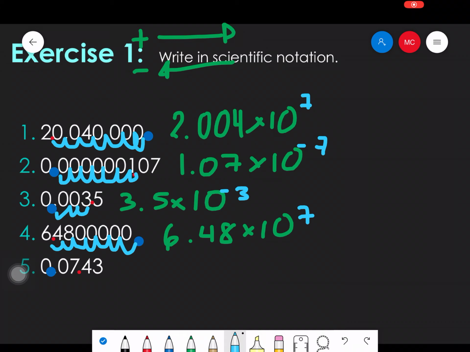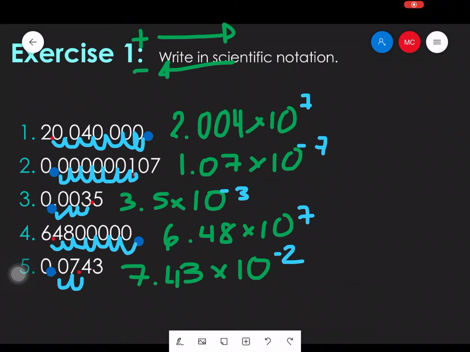And then last one will be 7.43 times 10. And then I go to the red point and move it to the original one. So 1, 2, and I move to the left, so negative. And we're done with this. I hope you have them all correct. And if you didn't learn and you had everything incorrect, correct it and learn now.